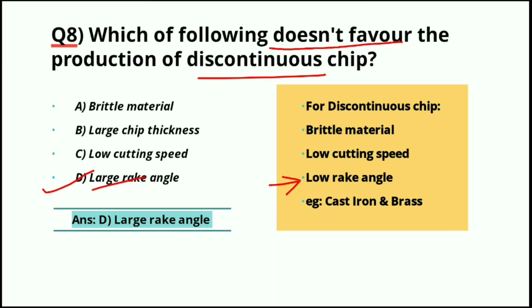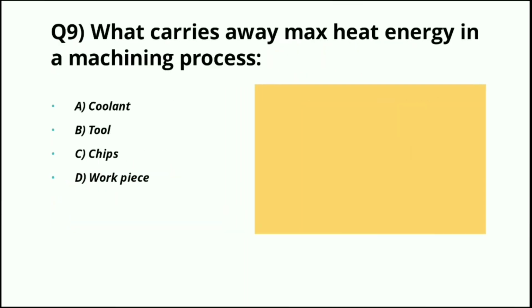Now we will see our next question. What carries away maximum heat energy in a machining process? The options are coolant, tool, chips or workpiece. The right answer for this question is part C, chips.